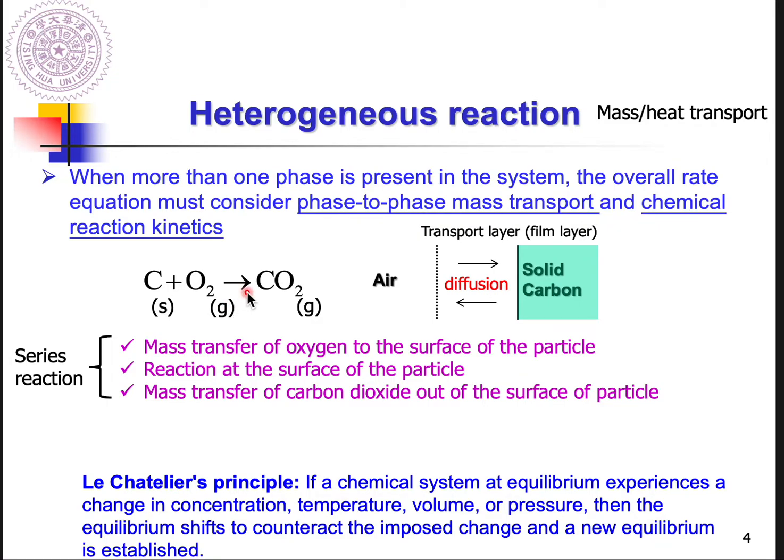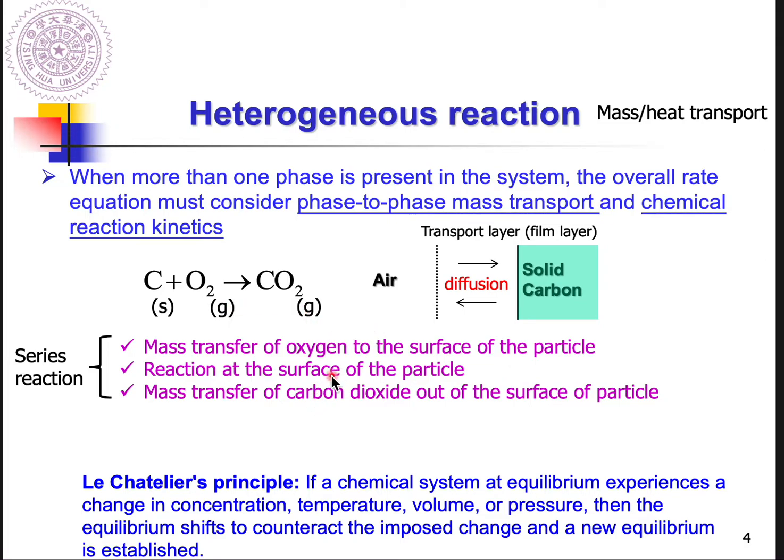So the reaction direction will always go to the right-hand side. Otherwise, based on Le Chatelier's principle, if you put the system into a container, then the concentration of carbon dioxide increases, and they will have a chance to reverse these chemical reactions. So in order to simplify all these reactions, we just assume the products, for example carbon dioxide, can easily go out of the surface of the carbon. So that will allow this reaction to always go to the right-hand side.